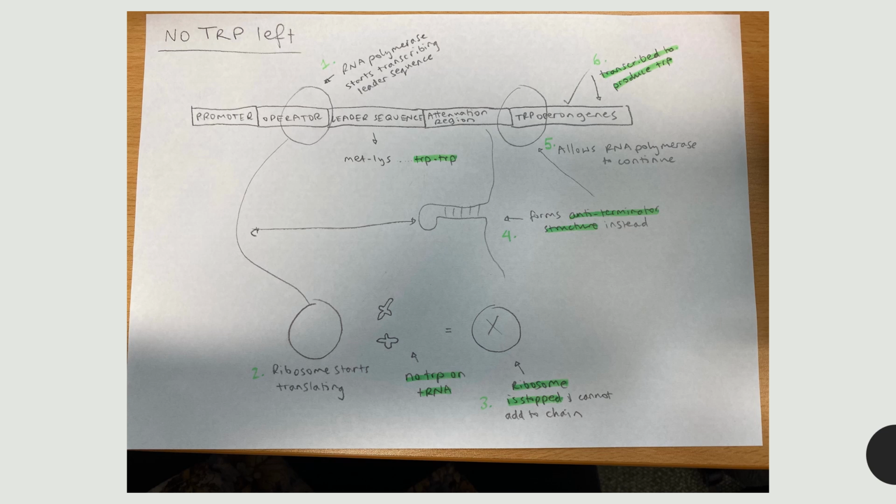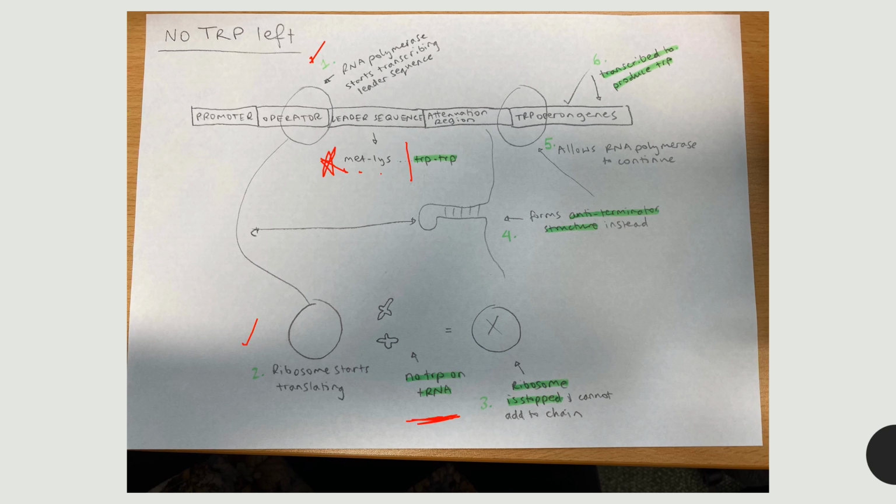RNA polymerase starts to transcribe, as per usual. Our ribosome starts translating as per usual. It gets a little bit hairy here because we've got no tryptophan. So when we're translating, we add our amino acids and then we have to stop. The ribosome is stopped and cannot add to the polypeptide chain anymore. It's prematurely stopped here. This doesn't stop RNA polymerase though, this just stops the ribosome.